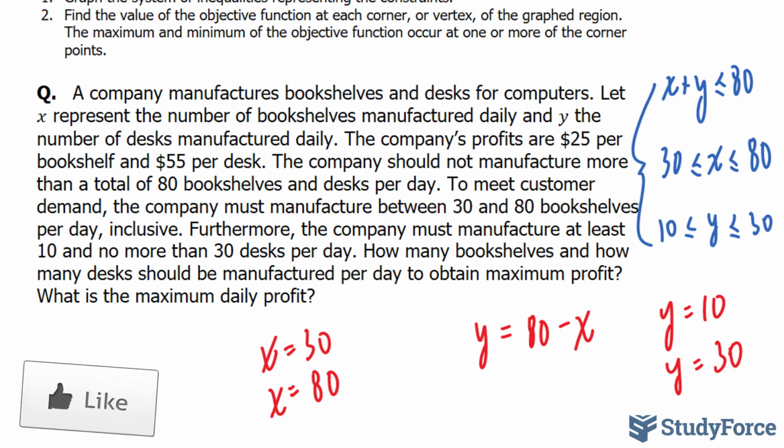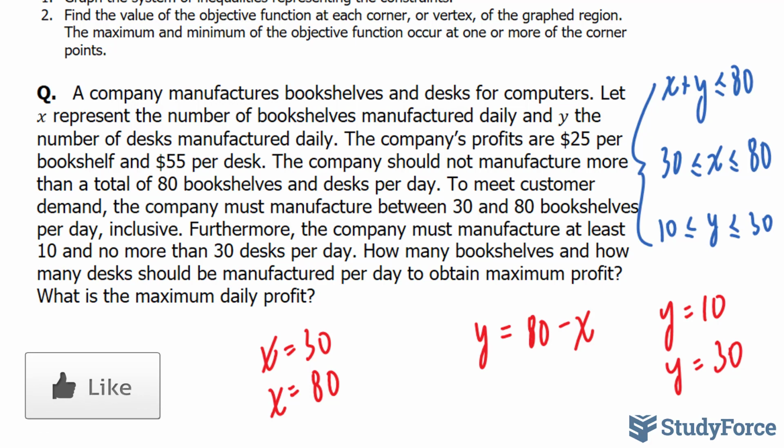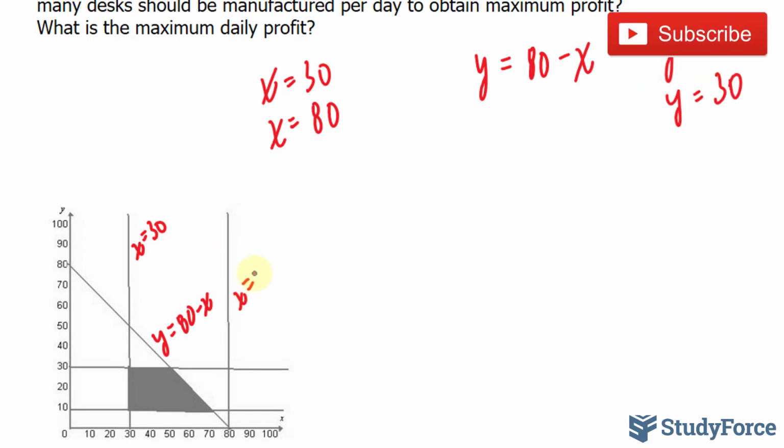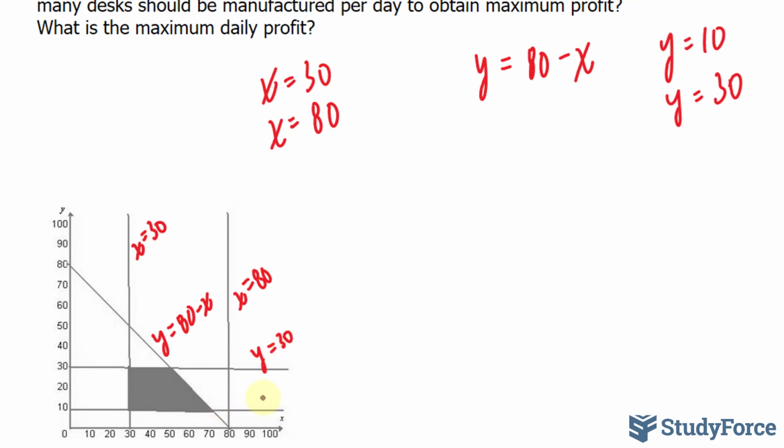Now, since we already know how to graph lines, I'm going to show you what these would look like on an xy plane. Notice that we have 5 lines. The diagonal line here represents y is equal to 80 minus x. This vertical line represents x is equal to 30. This one, x is equal to 80. This one is y is equal to 30. And here we have y is equal to 10. We have 1, 2, 3, 4 points of intersection. The point of intersection here is simple. That's 30 and 30. So I'll label this 1.